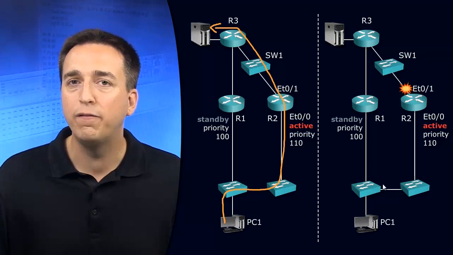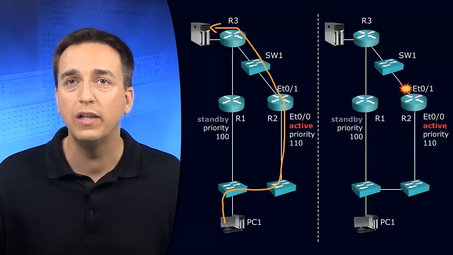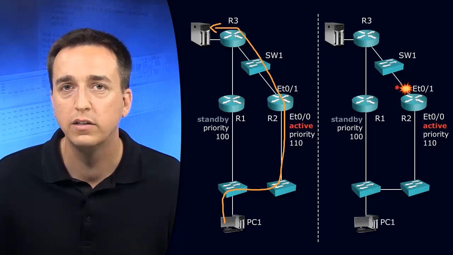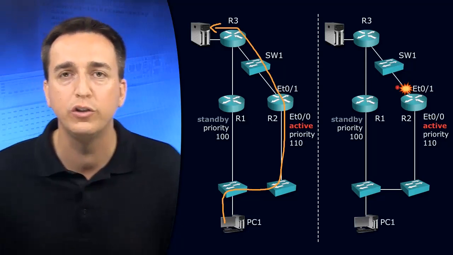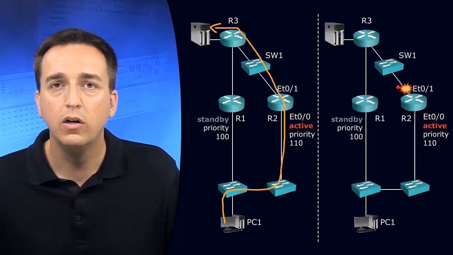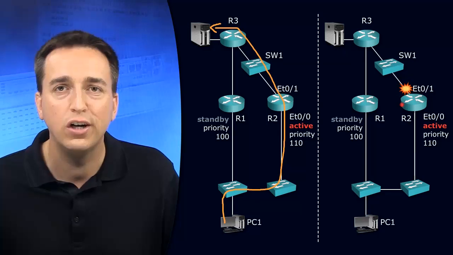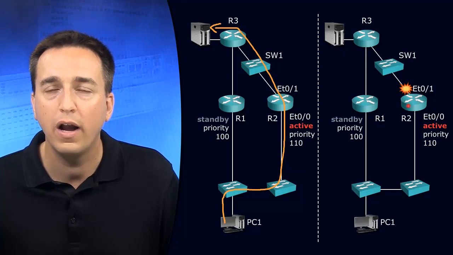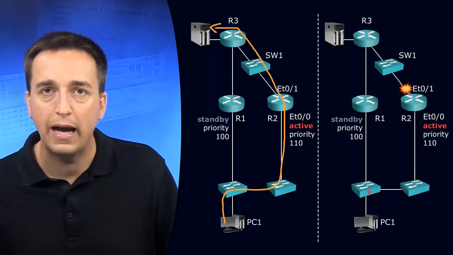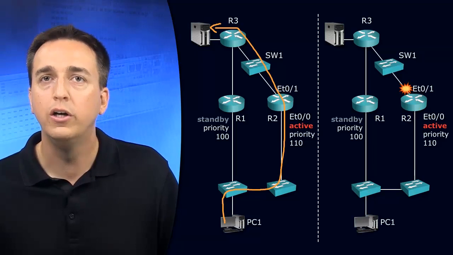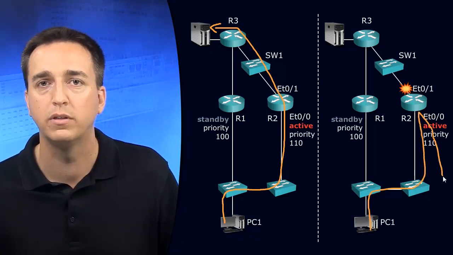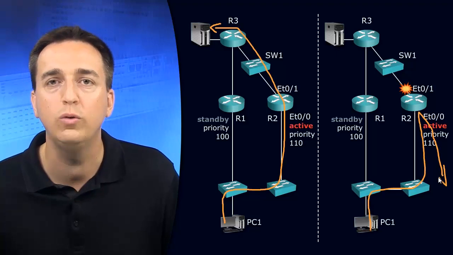However, if the link right here, Ethernet 0/1, fails, what is going to happen to the traffic? Well, R2 is still the active forwarder. It has the better priority. And the hello packet's still going back and forth between R1 and R2. So traffic, as we've just described, comes up and gets dropped because R2 can't route it.